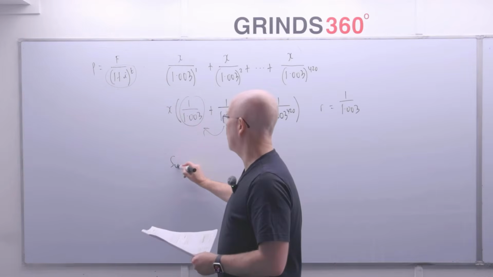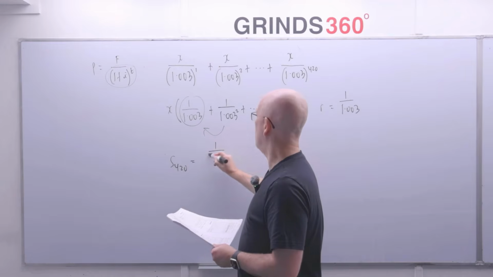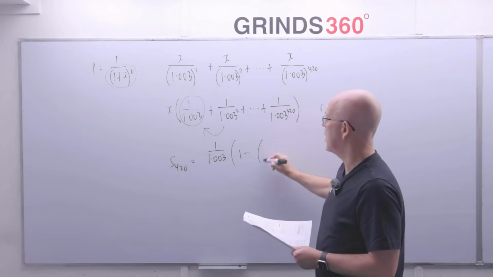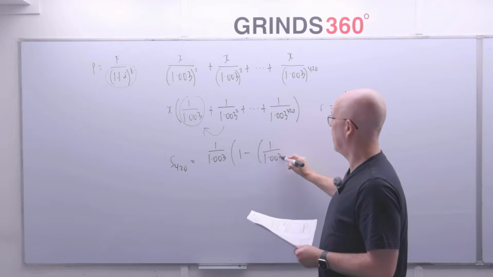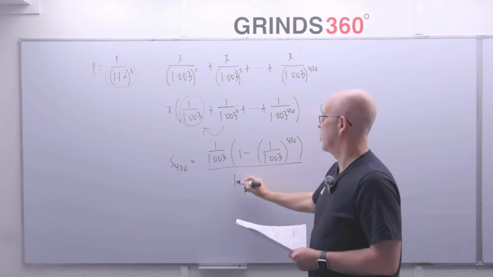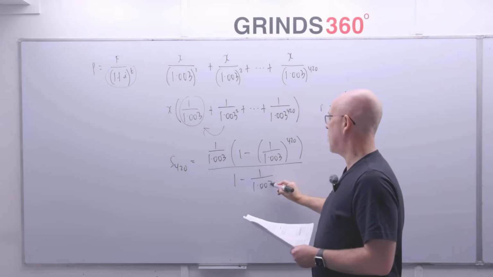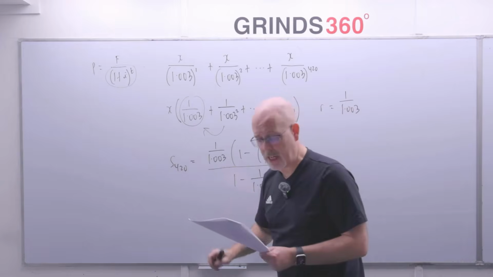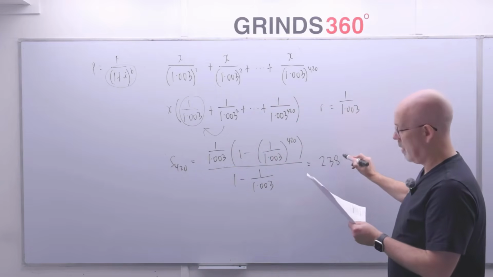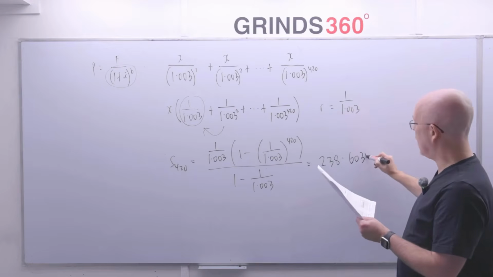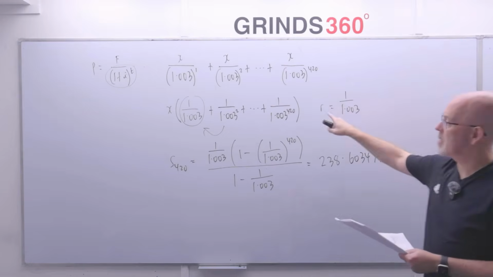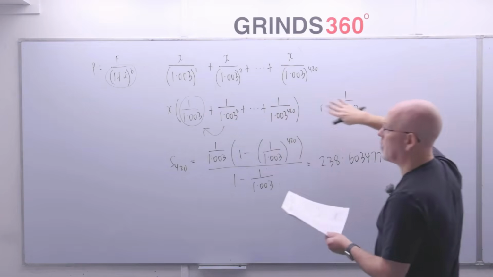Okay? So the sum of those 420 numbers is A, 1.001 over 1.003, times 1 minus, there's my value for R, to the power of 420, all over 1 minus R. So with a bit of practice, it'll be like second nature to you now, all right? And if you pop that into your calculator, you get 238.6034774. So that's what those 420 numbers inside the bracket add up to.